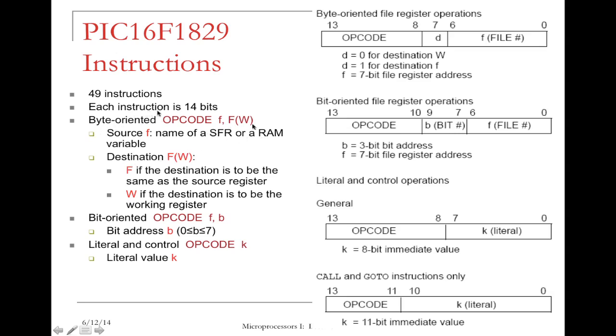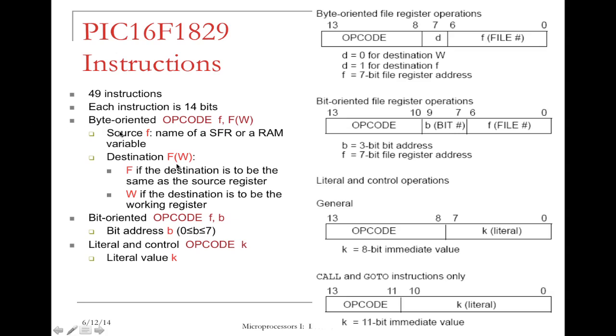Then this F or W, you can only have one of them in the instruction. So you can have F or W, but not both. This is literally a letter you need to use. It's not a representation or placeholder. It's exactly the value you will put there. It's either F or W. And this letter here indicates where we want to store the result. This is to tell the microcontroller where the destination is going to go.